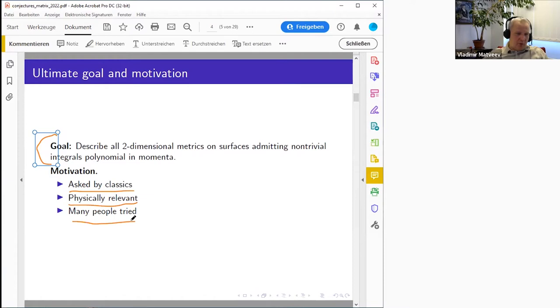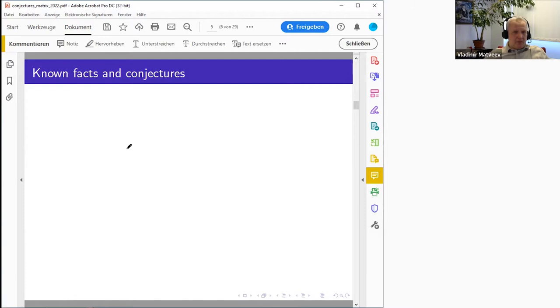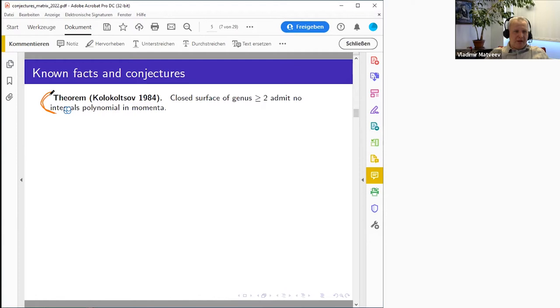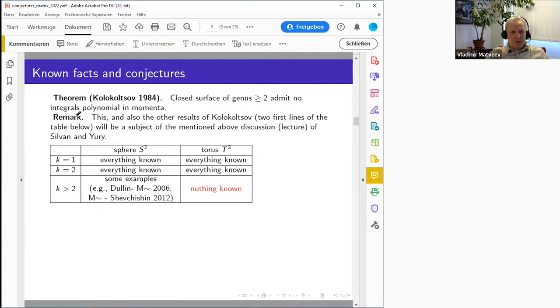So what is known? One of the easy-to-formulate results is due to Kolokoltsev. The statement is that if you consider the problem globally on closed surfaces, and the surface has negative Euler characteristic, so if it has more than one handle, then it admits no integral polynomial in momenta. Of course, one integral always exists because H itself, which is quadratic in momenta, is an integral, and any function of it is also an integral. But besides those, there is nothing else. This result will be the subject of the discussion of Silvan and Yuri mentioned above. It may be interesting for those who don't know how to prove it. It's a very nice result.